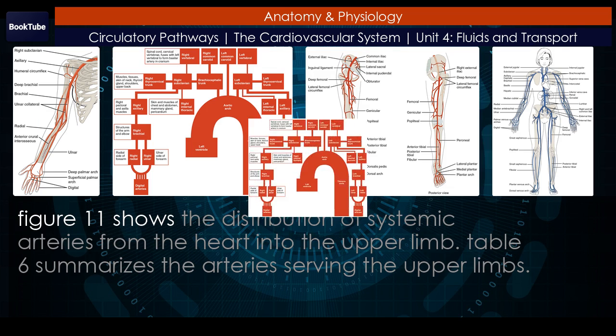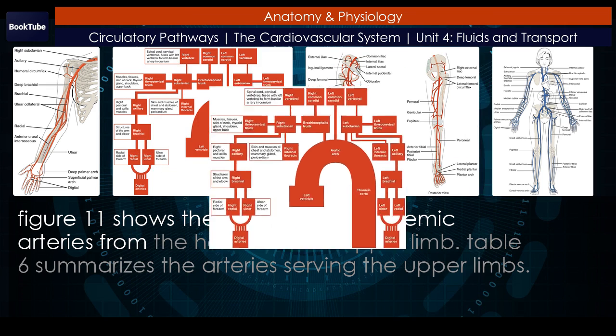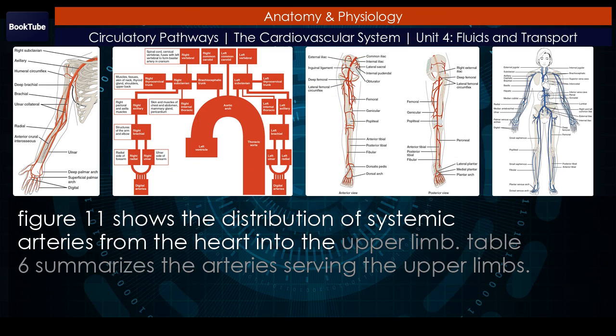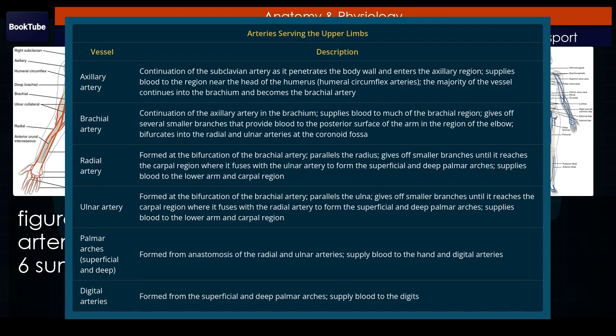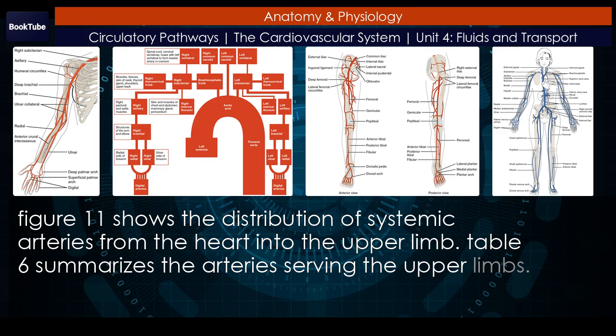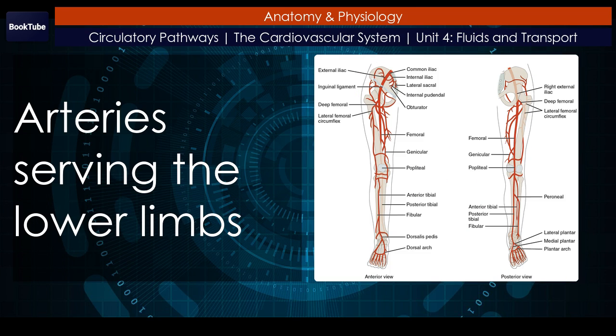Figure 11 shows the distribution of systemic arteries from the heart into the upper limb. Table 6 summarizes the arteries serving the upper limbs. Arteries serving the lower limbs.